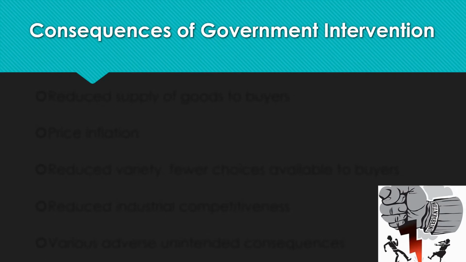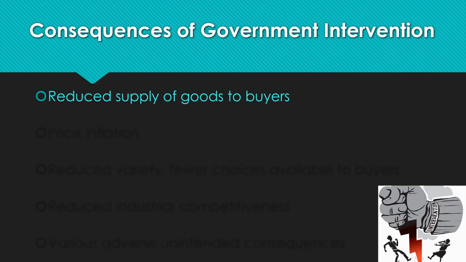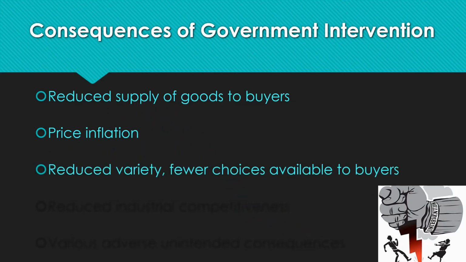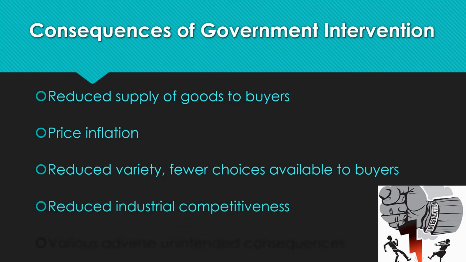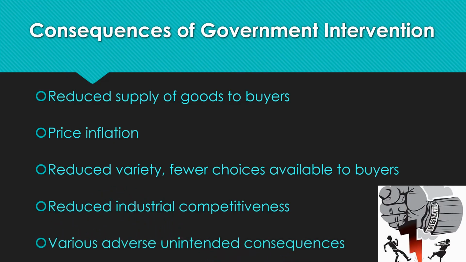Even though there are benefits, there are negative consequences of government intervention as well. It may reduce the supply of goods to buyers due to the heavier restrictions. It may cause price inflation, as well as reduce the variety and leave fewer choices available to buyers. Due to this, industrial competitiveness is hindered, and there are some adverse unintended consequences as well.